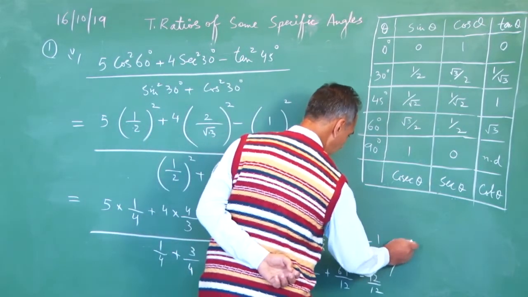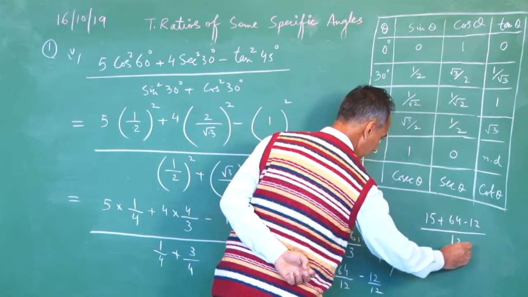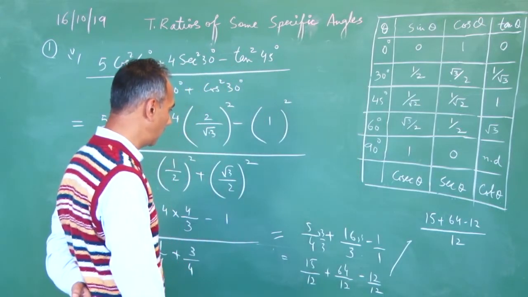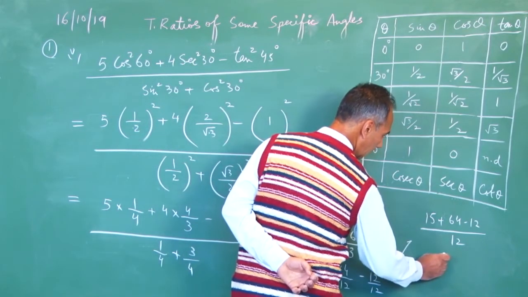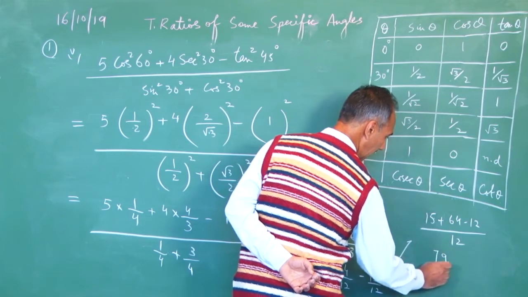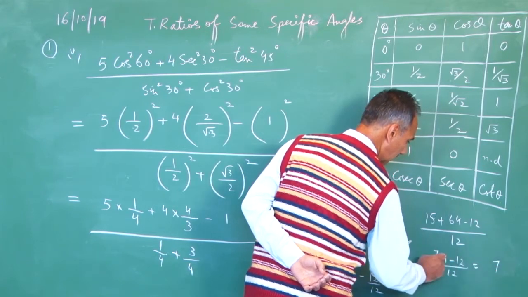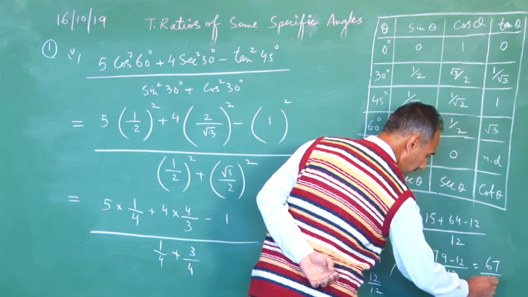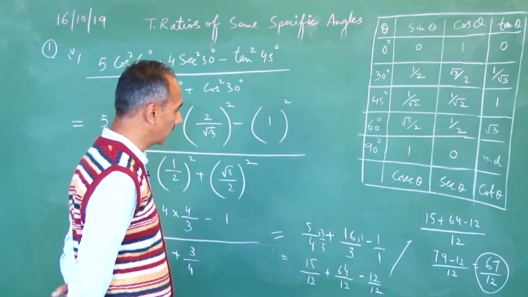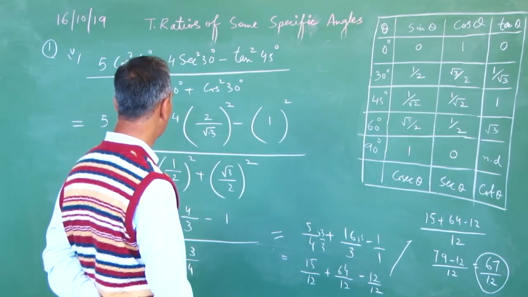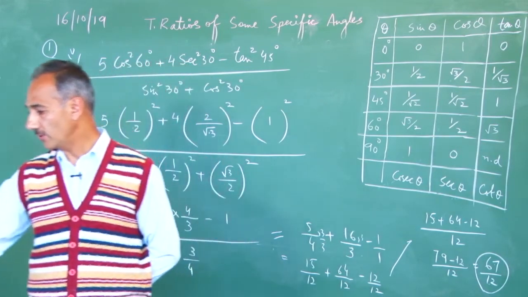So that will give me 15 plus 64 minus 12 upon 12. We have taken the LCM of 15, 64 and 12. So that is 90 plus 49 plus 79 minus 12 upon 12. So 9 minus 2 will give me 7, 7 minus 1 will give me 6 upon 12. This is odd, this is even, so you can't simplify it. So 67 by 12. That is the answer for this expression. So that was part 5 of question number 1.